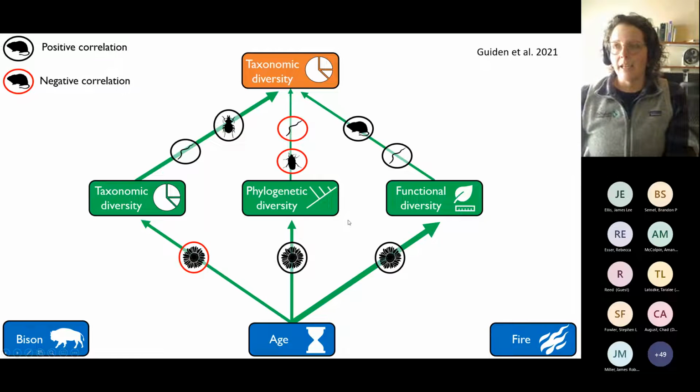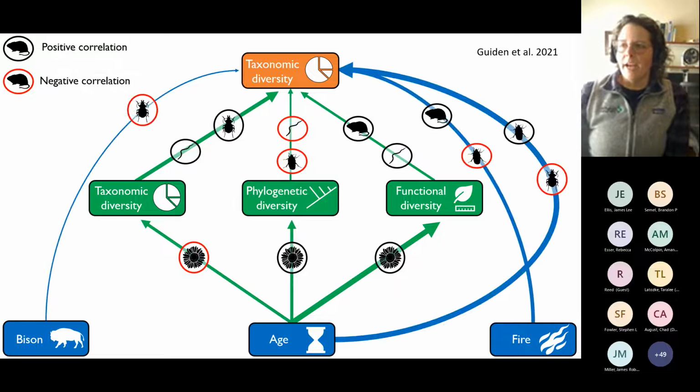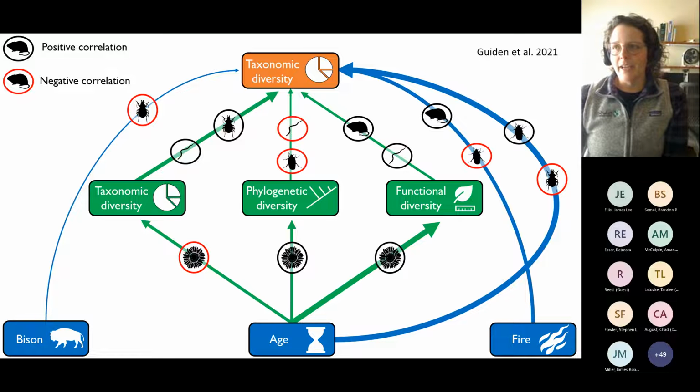In turn, these plant diversity metrics influenced animal taxonomic diversity. Positively for snakes and small mammals and certain ground beetles from the taxonomic and functional lens, negatively through the phylogenetic lens, which is interesting. However, when they plugged in the direct effects from the management itself, they actually found much stronger direct effects. And that's represented by bigger, bolder lines here from the management to the taxonomic diversity. And again, you can see these management effects were positive in some cases and negative in other cases.